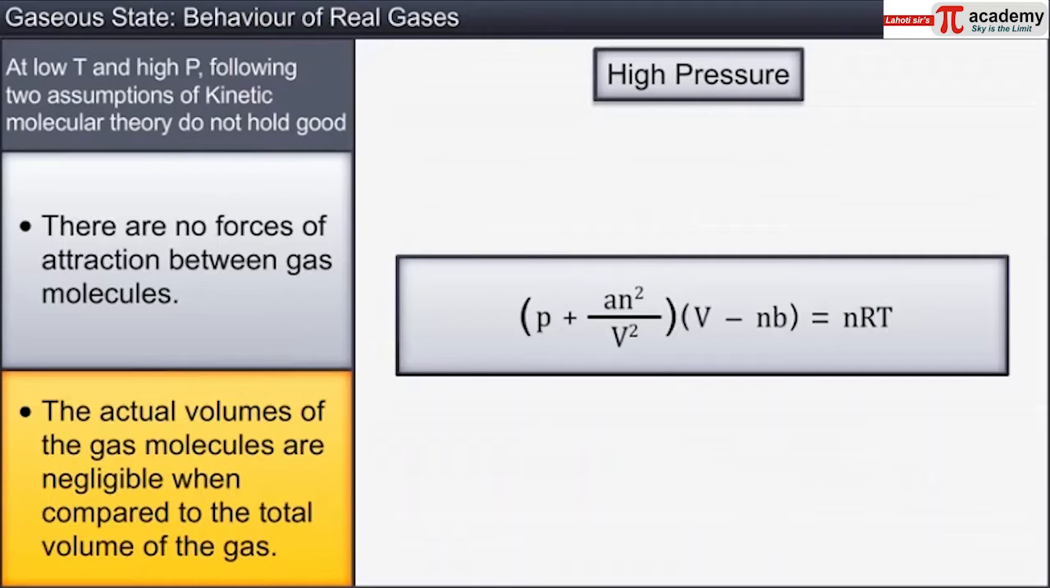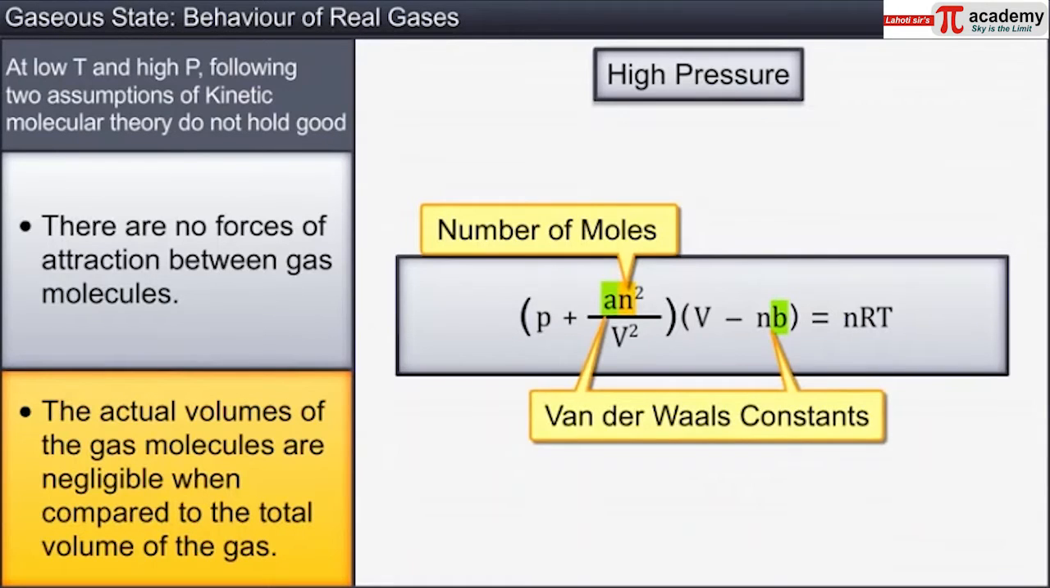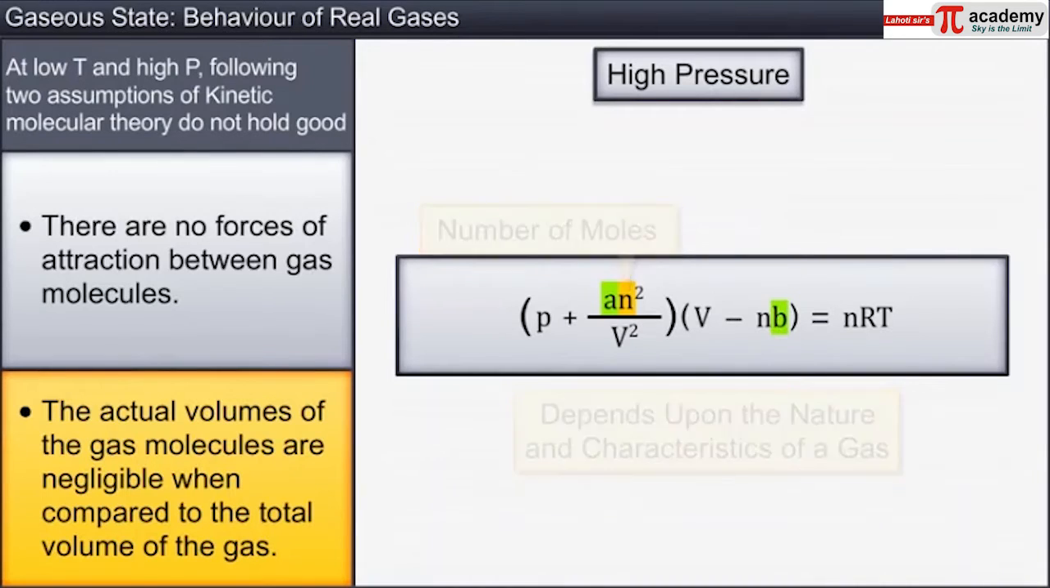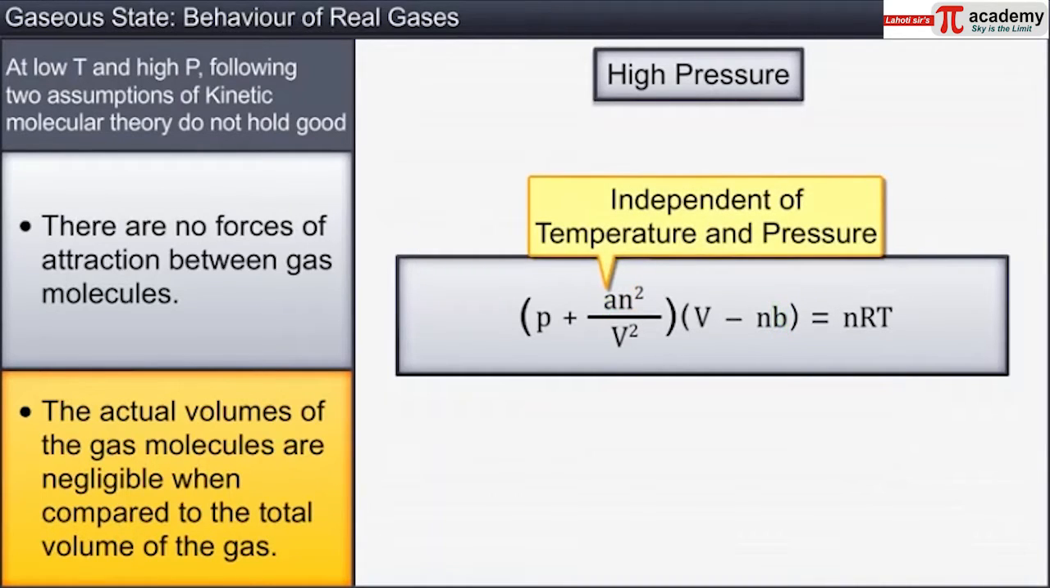Here, n indicates the number of moles and the constants a and b are called van der Waals constants. The values of a and b depend upon the nature and characteristics of a gas. The value of a is independent of temperature and pressure.